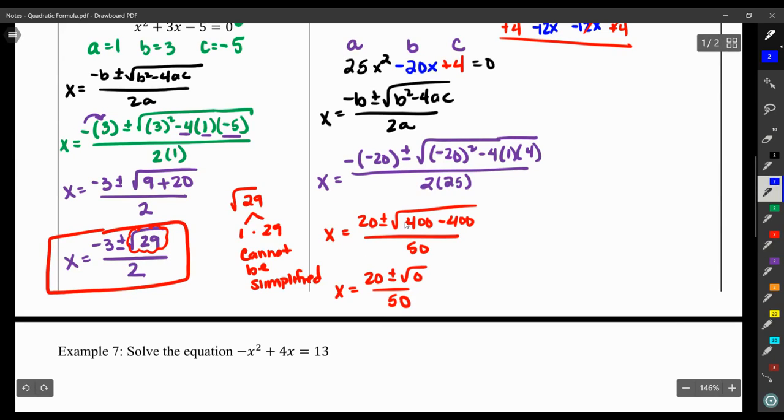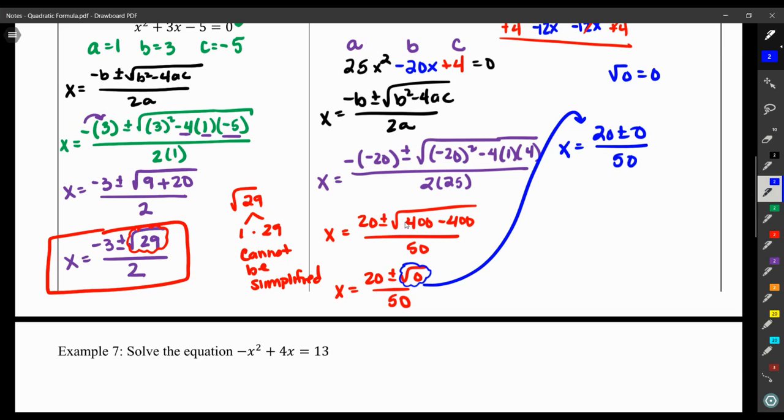And again, now we need to make sure, can we actually do anything with square root of 0? Well, in fact, yes, we can. So the square root of 0 is 0. So we can actually take the square root of 0. Square root of 0 is equal to 0. Now that we don't have a square root left over, let's split this into its two individual pieces to see if I can get something maybe simpler than 20 plus or minus 0 over 50.